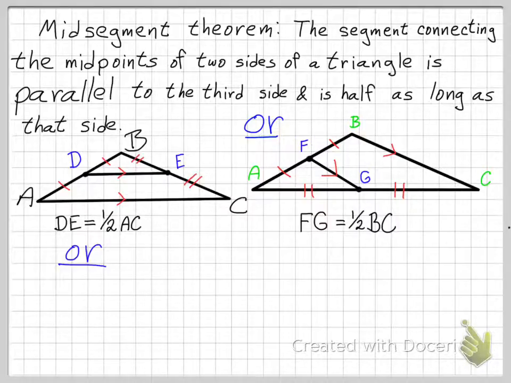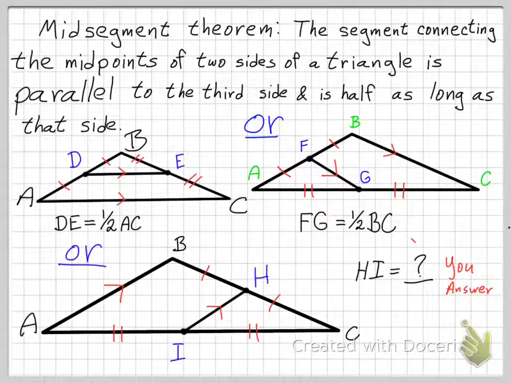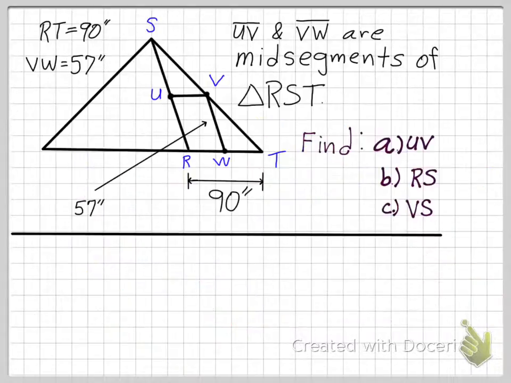Or you can also have HI as a mid-segment, and that's going to be equal to what? I'll give you a moment. You can pause it if you'd like. Or here's the answer: HI is 1/2 of the side that it's parallel to, which in this case would be AB. So remember, every triangle has 3 mid-segments.